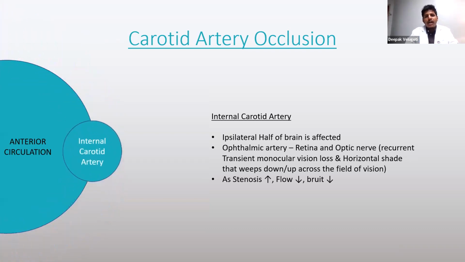And coming to carotid artery occlusion, internal carotid artery occlusion or stenosis involves the ipsilateral half of the brain and can be identified with an important sign, recurrent transient monocular vision loss. Clinically, we can hear the carotid bruit, but as the stenosis increases, the flow decreases and the bruit decreases. So patients without bruit cannot be ruled out of carotid artery stenosis.